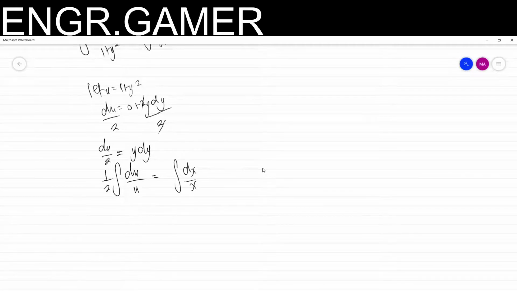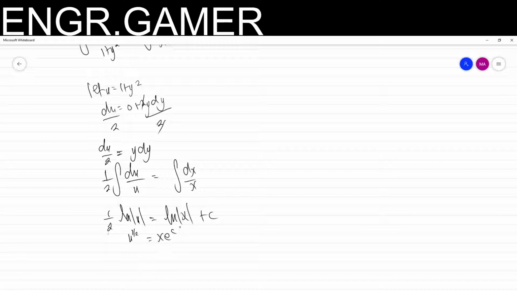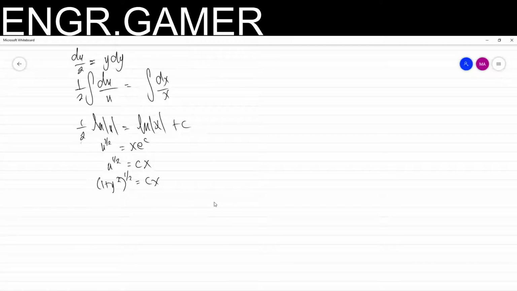Okay, so this is 1/2 ln of u is equal to, hindi na natin lagyan ng constant kasi magiging isang constant lang din yan, ln of x plus c. So we have u to the power of 1/2 is equal to x e to the c. So e to the c is c. We have u to the 1/2 is equal to c times x. Yung u to the 1/2 natin, 1 plus y squared to the 1/2 is equal to c x.